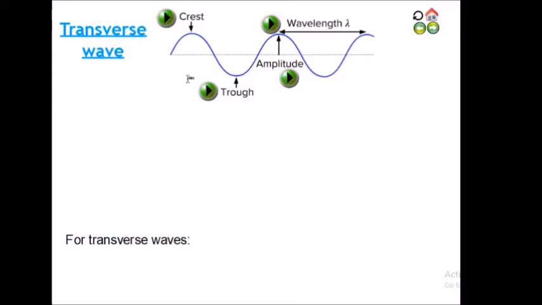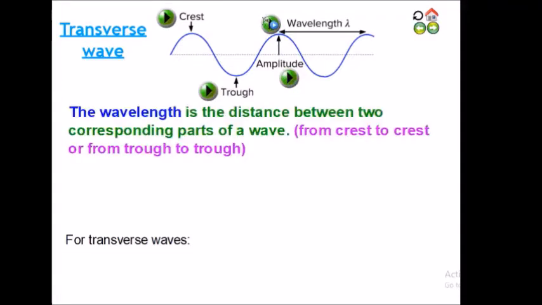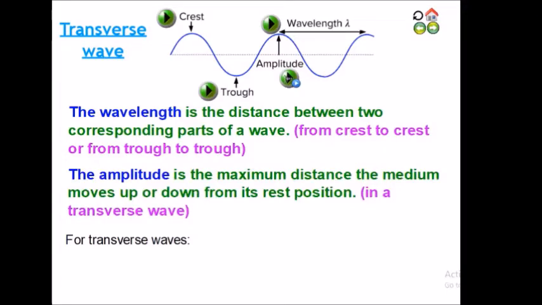This is a transverse wave. You can see that there are four parts: the crest, the trough, the wavelength, and the amplitude. The wavelength is the distance between two corresponding parts of the wave. This can be measured either from the crest to the crest or from trough to trough. The amplitude is the maximum or highest distance the medium moves up or down from its rest position.